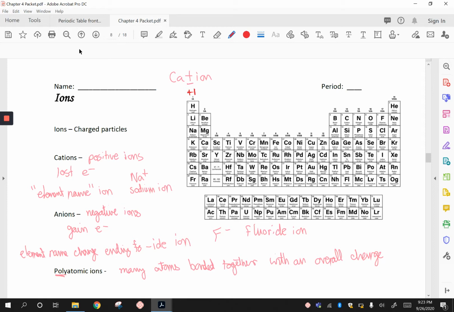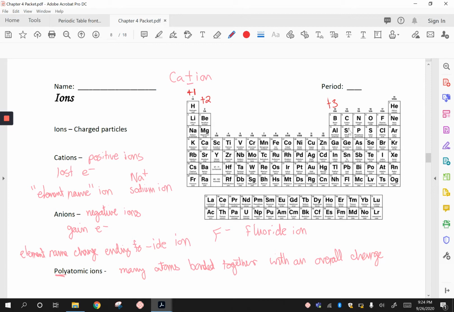Group 2, so beryllium, magnesium, calcium, strontium, barium, and radium. Those have 2 valence electrons, and so it's easier to lose 2 than it is to gain 6. If they lose 2 electrons, they lose 2 negatives, they become +2. We're going to skip all the transition metals, and we're going to go to the boron family. So the boron family has 3 valence electrons, easier to lose 3 than it is to gain 5. And so when they lose 3, they become +3 charged.